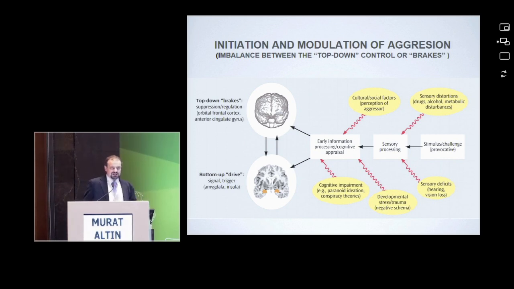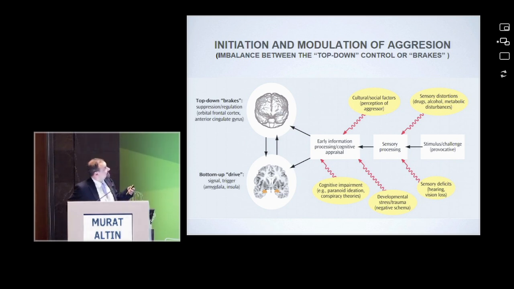And afterwards, in early ages, the processed information interferes. And depending on that, this stimulus might be either cultural or social factors, or cognitive insufficiencies like paranoia, or childhood traumas. Afterwards, when there is a problem in processing them, the aggression appears in the amygdala region and in the limbic system.